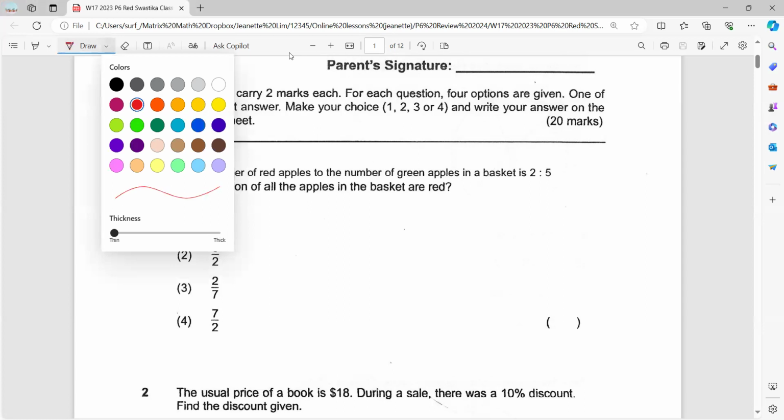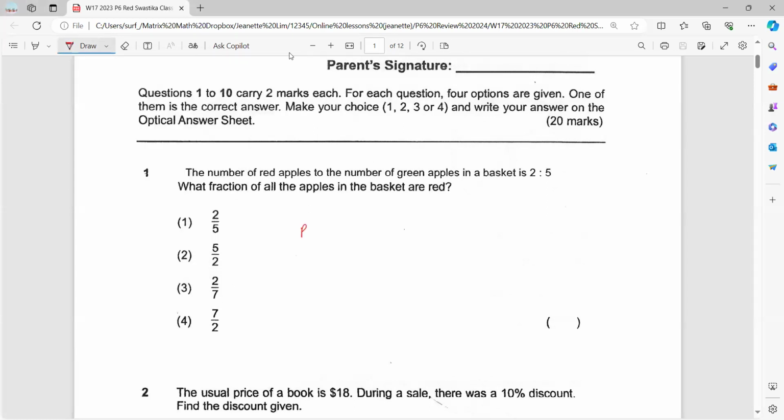So first, let's write down the ratio. We have red to green, 2 to 5. What fraction of all the apples are red? So we need to find the total. Total, we add up the units, we get 7 units. So what fraction is it? Red over the total, so 2 over 7. The answer is number 3.